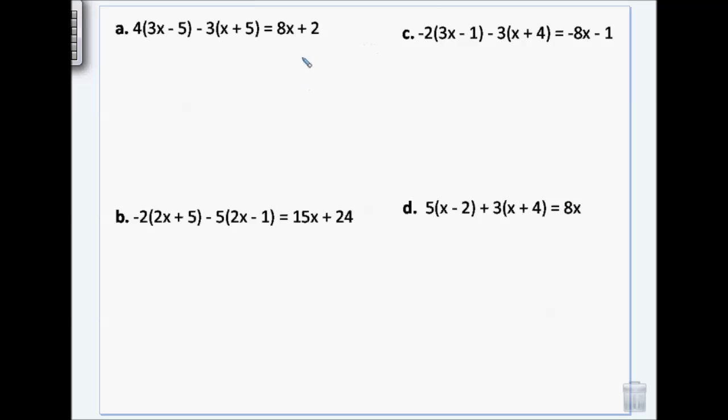All right, let's do these two at the bottom. If I take this negative 2 and distribute it, and I take this negative 5 and distribute it, what I get is negative 4x minus 10 minus 10x plus 5 is equal to 15x plus 24. Negative 4x and negative 10x is negative 14x. Negative 10 and positive 5 is negative 5.